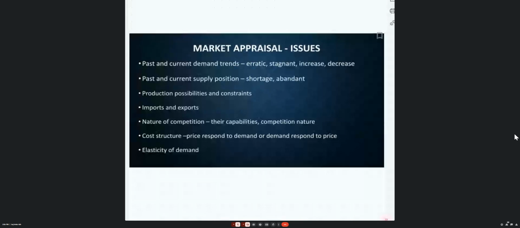Then, of course, if you're looking at a larger market, or even in terms of raw materials, we look at imports and exports. Another issue that you might want to look at in market appraisal is the nature of your competition, in terms of their capacity and also the nature of the competition.